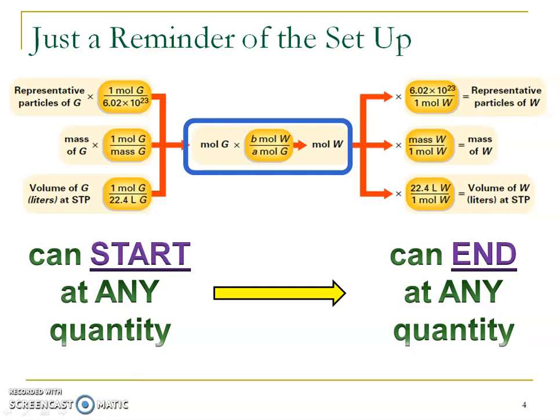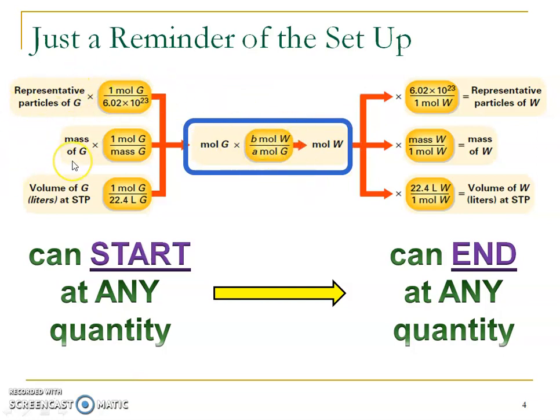Just as a reminder, this is going to be your setup. You can start at any one of these quantities. You're going to use that new mole ratio step to get from your substance given, or substance A, to substance B, the substance that you want. This is to go from the substance that we have to the substance that we want, using the balanced chemical equation. This is the only time we are using that mole ratio.